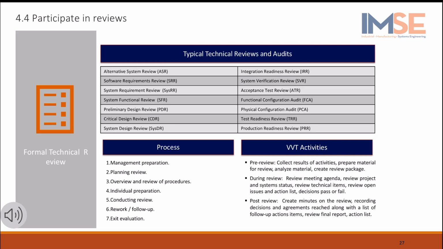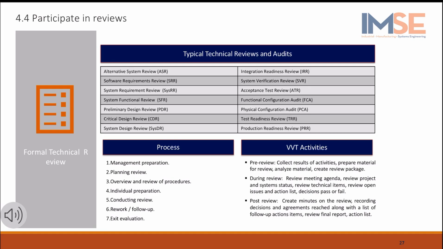The generic process for the formal technical review is: step 1, management preparation; 2, planning review; 3, overview and review of procedures; 4, individual preparation; 5, conducting review; 6, rework follow-up; and 7, exit evaluation. About the formal technical review activities, we have some that are done before the review, some during the review, and some others after the review.